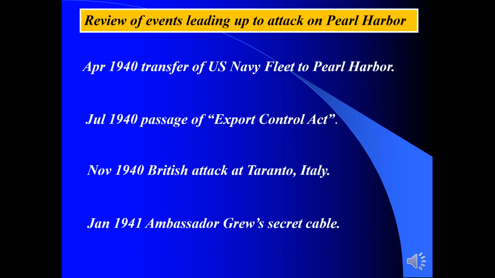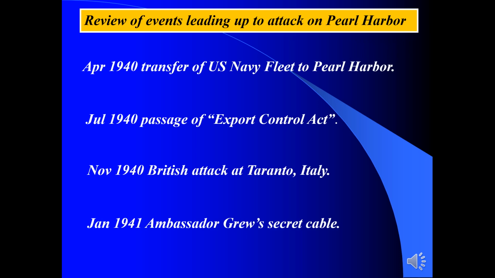Now, let us review the events leading up to the attack on Pearl Harbor. A. In April of 1940, Roosevelt transferred the United States fleet to Pearl Harbor as a presumed deterrent to Japanese expansion. Japan needed resources to carry on its war against China, which began in 1937. B. In July of 1940, the U.S. passed the Export Control Act, which gave power to the president to prohibit trade with Japan of certain critical war resources. C. November 1940. The British executed a successful torpedo attack on the Italian fleet at Taranto, which led the Japanese to think that they could do the same thing at Pearl Harbor, since both locations had shallow harbors.